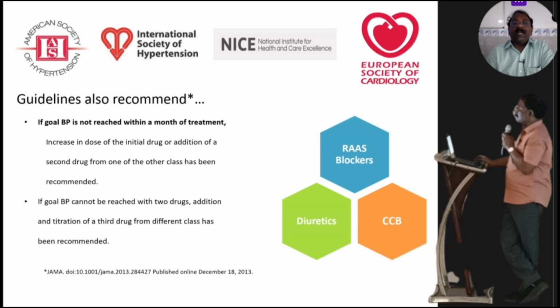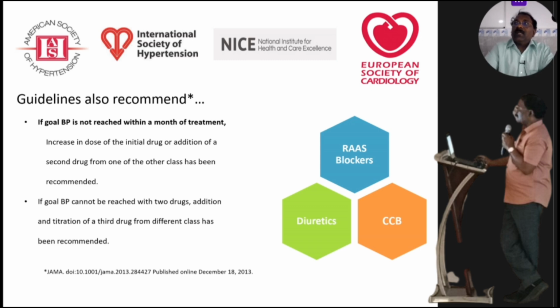See, these are the different guidelines. Guidelines also recommend that if goal BP is not reached within 1 month of treatment, maybe the blood pressure is still 140/90, an increase in the dose of the initial drug is one option, or addition of a second drug from one of the other classes has been recommended. So usually we follow the second suggestion.